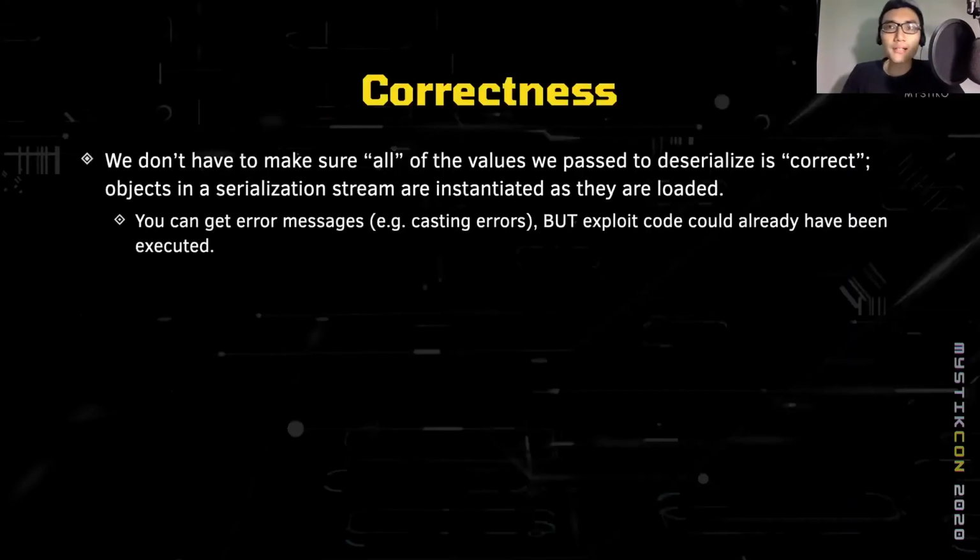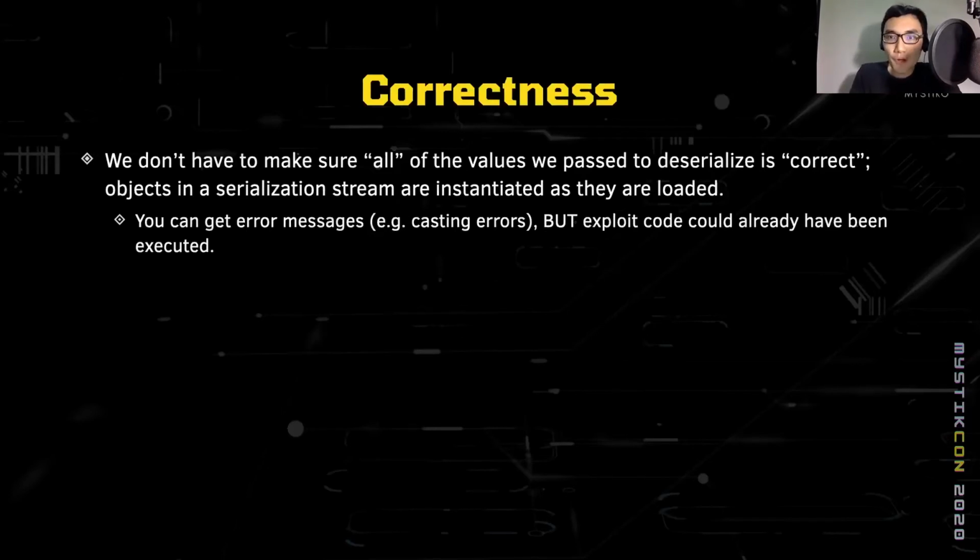One thing to add about this is correctness. Sometimes when you try to attack Java deserialization vulnerabilities, you might get error messages, for example casting errors, because the byte stream that you try to deserialize may not deserialize properly. But the truth is, objects in the serialization stream are instantiated as they're loaded, meaning you don't need to wait for the whole byte stream to be passed through before you can get any code executed. So even if you get errors, you should check whether your proof of concept has indeed worked. In the white box scenario, this is quite easy to check for.